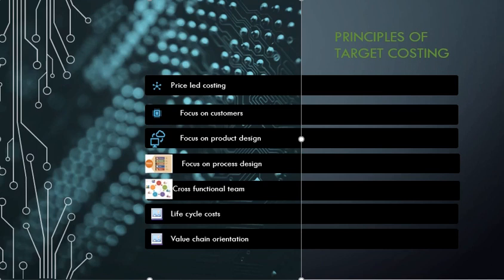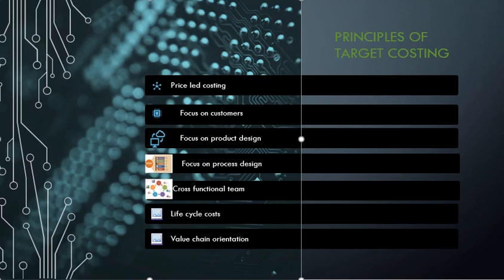In some cases, a close look at the company's entire value chain can help managers to identify opportunities for cost reduction. So not only the production team, but also the whole value chain, all the cross-functional teams performing in the organization, should be governed. Only then can the managers cut the cost and meet the target cost. So it is value chain orientation, where each and every team should focus on it.